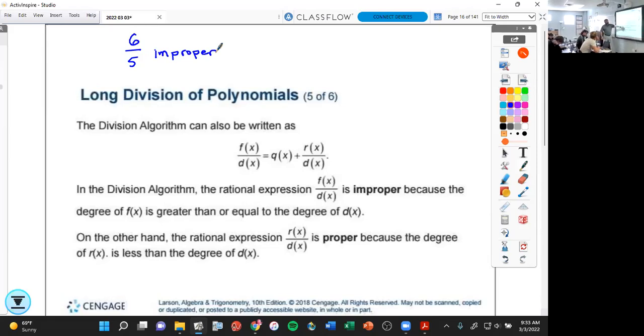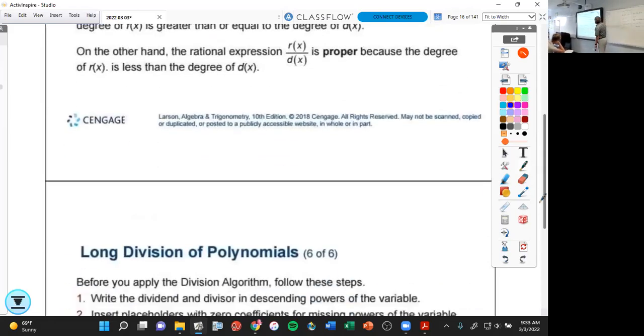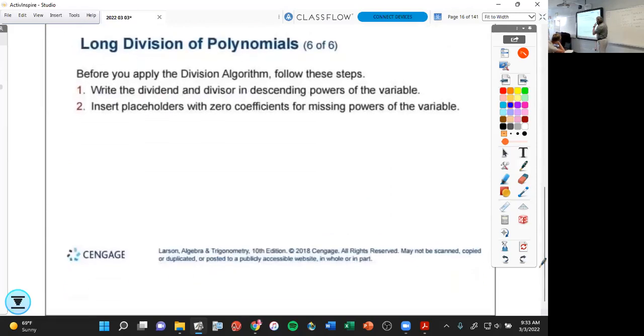The same is true with functions. If the numerator is a higher degree than the denominator, then it's improper. If the degree of the top is a lower degree, then it is proper. Before you apply the division algorithm, follow these steps. Number 1, write the dividend and divisor in descending powers of the variables. Number 2, insert placeholders with 0 coefficients for missing powers. Guys, that's really totally optional.